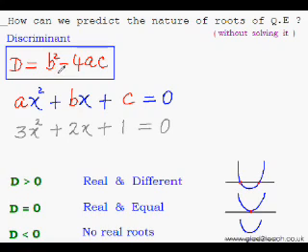So once again, D equal to b square minus 4ac. B here is 2, so 2 square is 4, minus 4ac. 4 times 3 is 12 and 12 times 1 is again 12. 4 minus 12 is minus 8. That means D is less than 0, a negative number. So that means that this quadratic equation has no real roots at all.